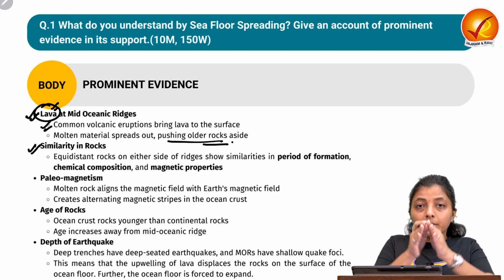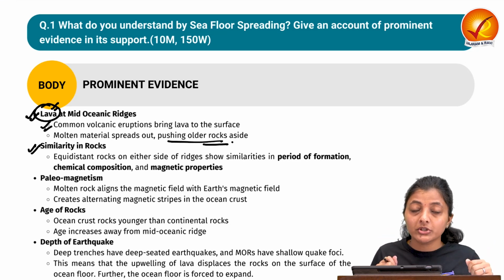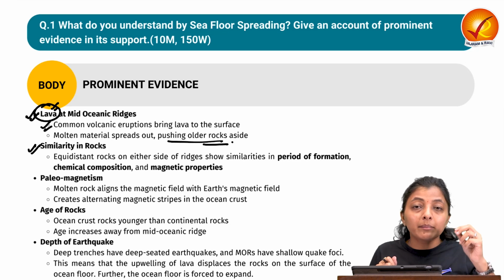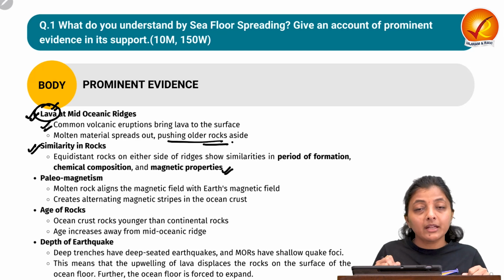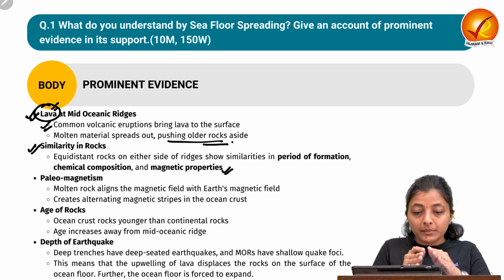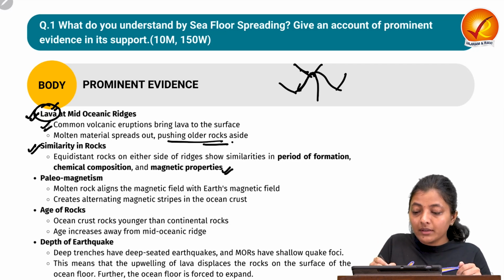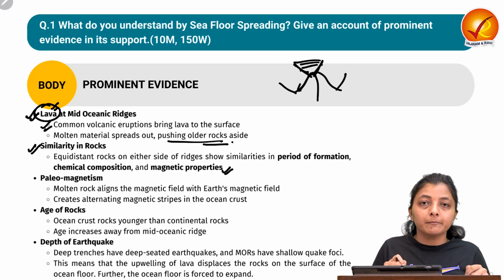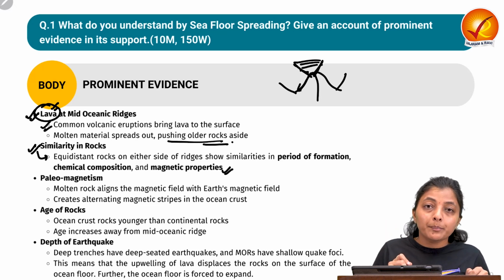Next is about similarity in the rocks. At one time, whatever the new eruptions would be, it is of the same material, the period of formation would be the same, the chemical composition of the rocks of the new magma will be the same, and the magnetic properties would be the same. So some magma which has erupted on either side is of the same type. When some other new magma erupts, again those properties would be the same. So yes, it shows that the sea floor has spread in the past.